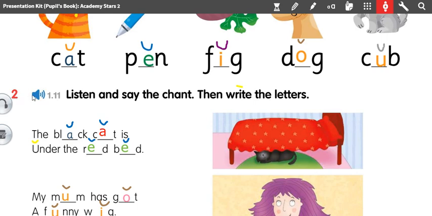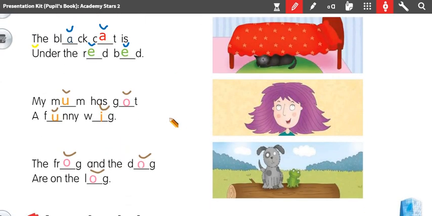Okay, now we're going to group number 2. Listen and say. Notice that this is the sound A. Listen and say the chant. Chant. Then write the letters. First read.